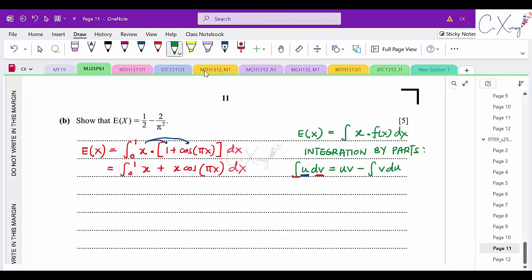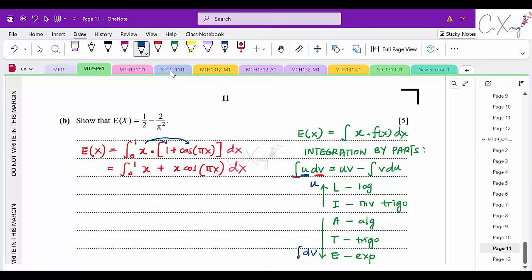Okay. Then to decide which is the u and which is the integration of dv, you have to apply the LIATE rule, where L is logarithmic function, I is inverse trigo, A is algebra, T is trigo, then E is exponential function. When you have the group that belongs to the higher group, then we'll put it as the u. When you have the group at the lower group, then you'll put it as the integration of dv.